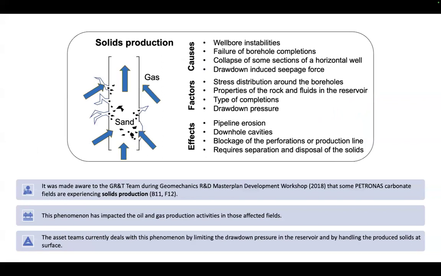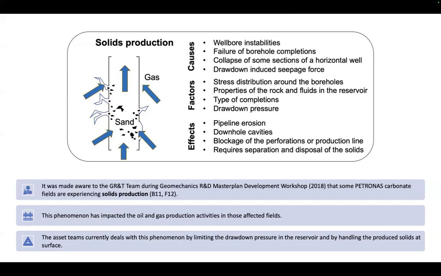So what's solid production? Solid production is when you recover solids in a production well. It could be caused by wellbore instabilities, a failure of borehole completion, collapse of some sections of the well, and could also be induced by drawdown seepage forces. The factors that cause this solid production are stress redistribution around the borehole, different properties of the rock and fluid in the reservoirs, the type of completion used in the well, and the drawdown pressure.